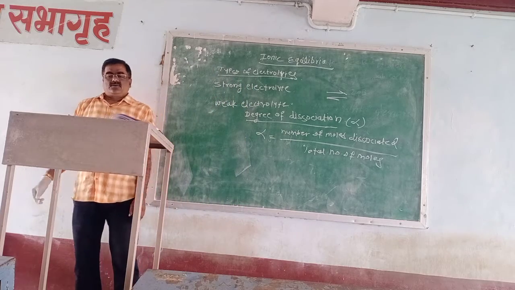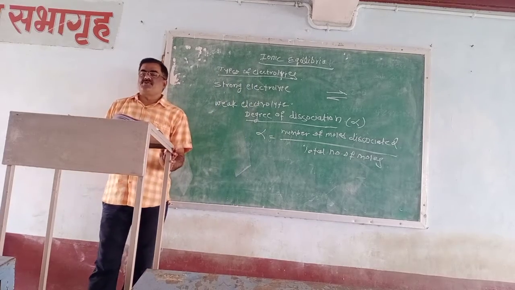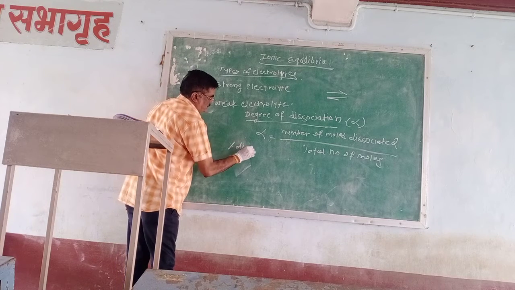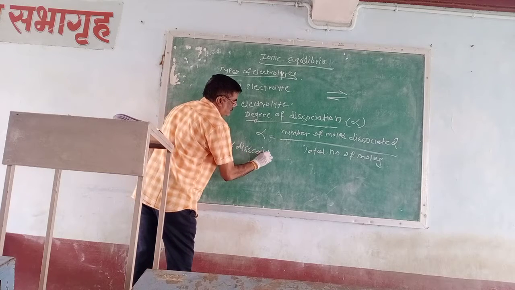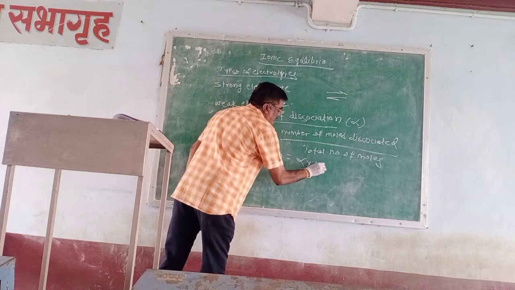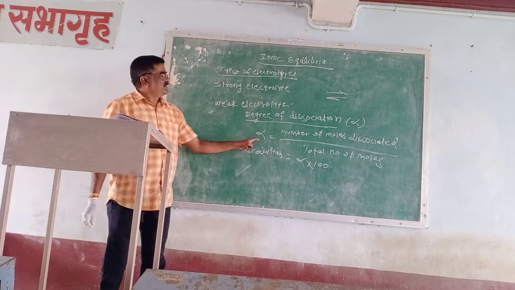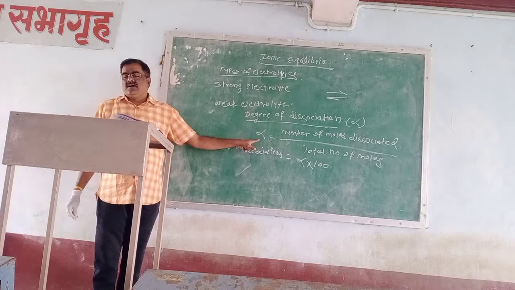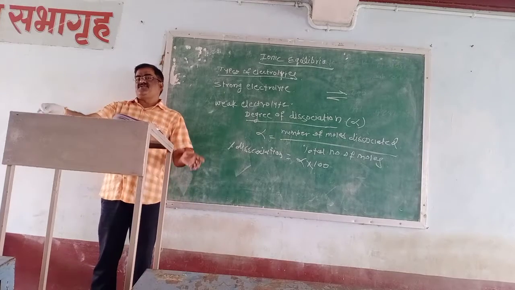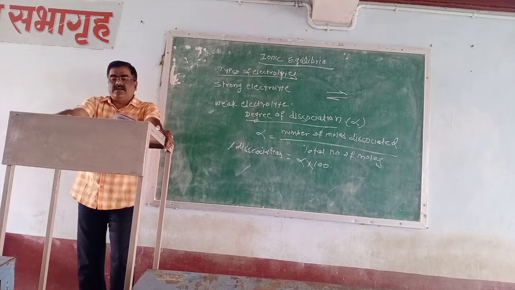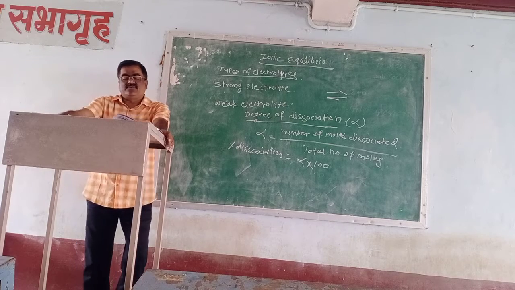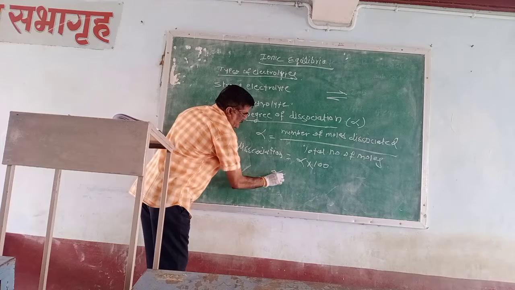Now, percentage dissociation is equal to alpha into 100. Alpha is the degree of dissociation. If C is the molar concentration of an electrolyte, the equilibrium concentration of the cation or anion is alpha C, that is moles per dm cube.